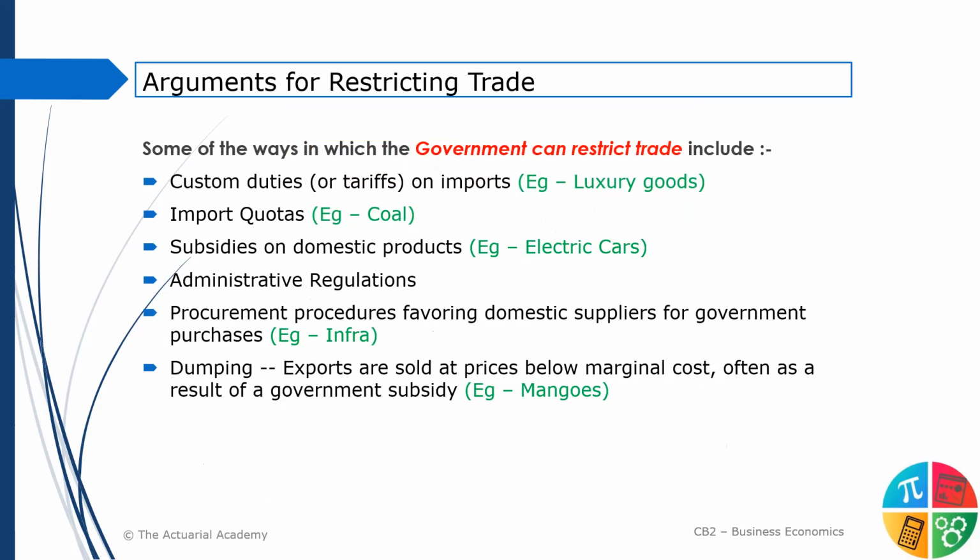Now, some of the ways in which the Indian government can restrict trade. Restricting trade simply means not letting India import that particular product, so putting a cap on imports. That's what restricting trade would mean. The government may restrict trade in the following 6 ways. There can be other ways as well.